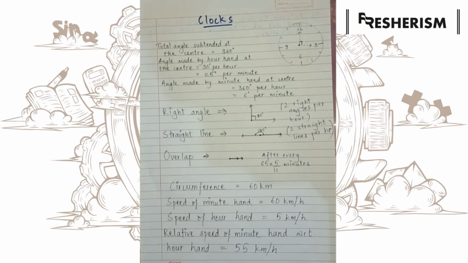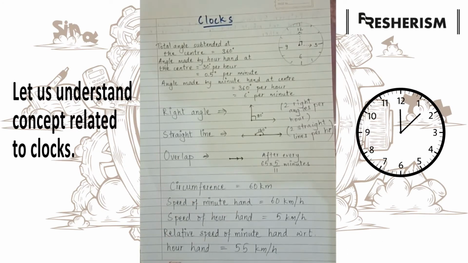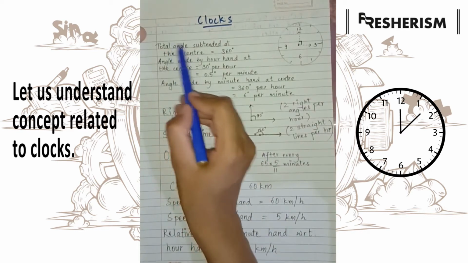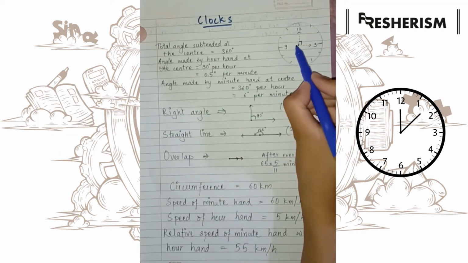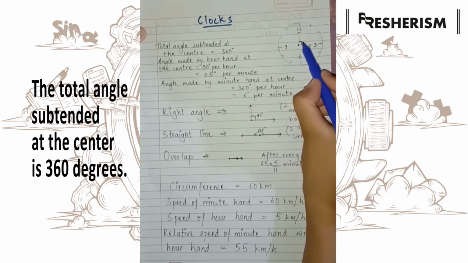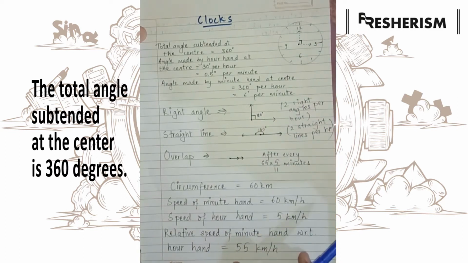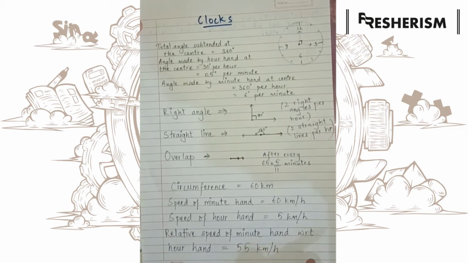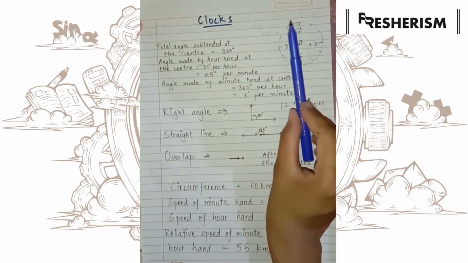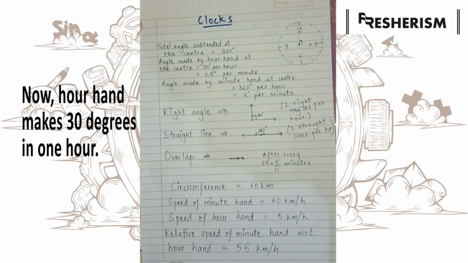The next thing is clocks. So let me tell you some basic things about clocks. The total angle subtended by a clock at the center will be equal to 360 degrees. And the angle made by an hour hand at the center will be 30 degrees per hour. That is, the hour hand will make 30 degrees in 1 hour.